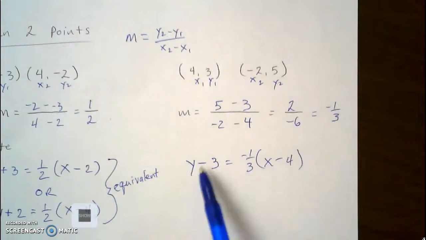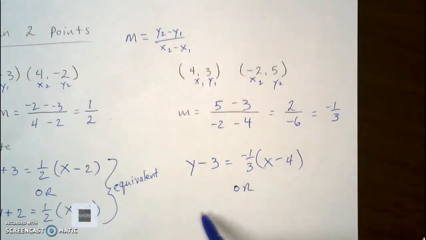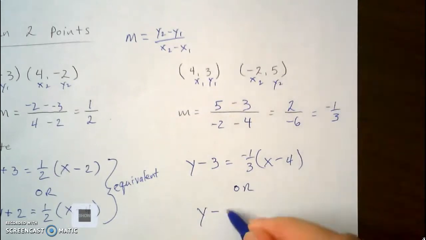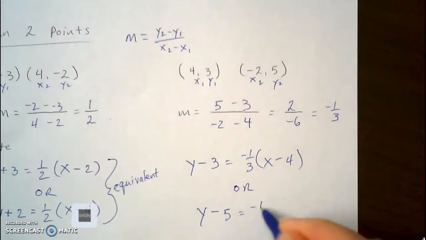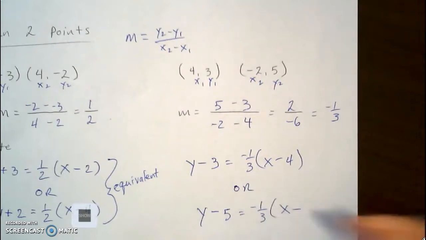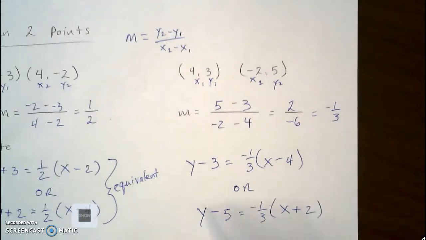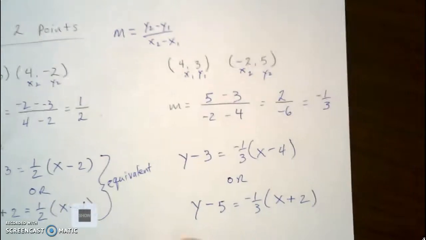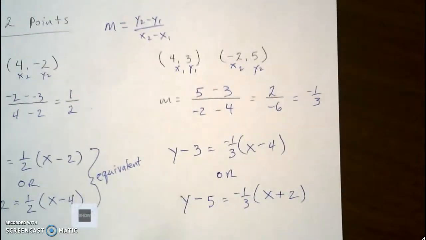So if they're both positive numbers, it'll just look like subtraction of positive numbers. Now if I use the second point, y minus, y is 5. Slope doesn't change. x minus, again, since it's -2, I'm just going to write +2. So either answer is fine. That's essentially what we need to do.